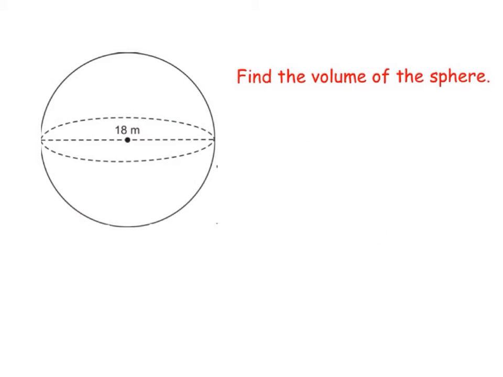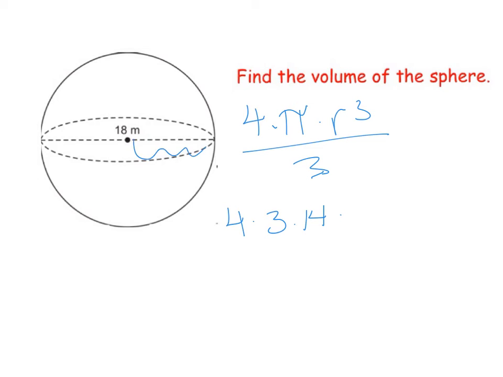Okay, let's try a second example. So remember our formula, 4 times pi times radius cubed divided by 3. Okay, so let's plug in what we know. We know 4 times 3.14 times radius. Now look at that picture of the sphere. We've been given the diameter. We've been given all the way across the sphere, so we'll cut that in half, and our radius is just 9. So times 9 cubed divided by 3.